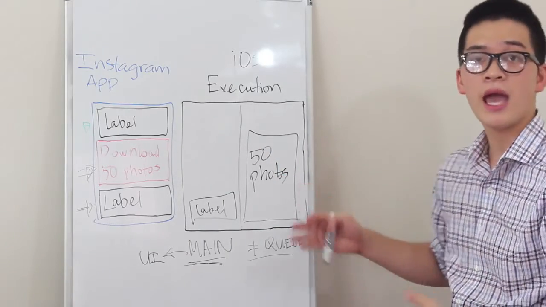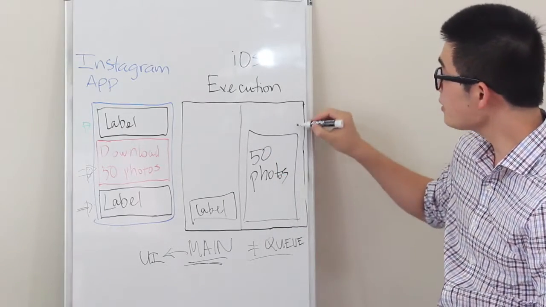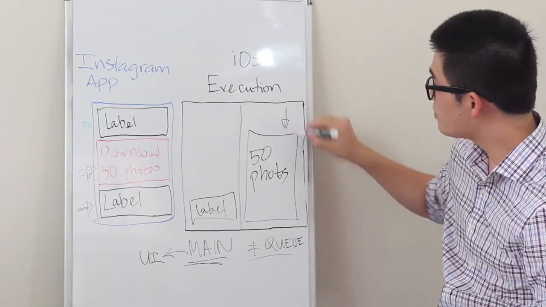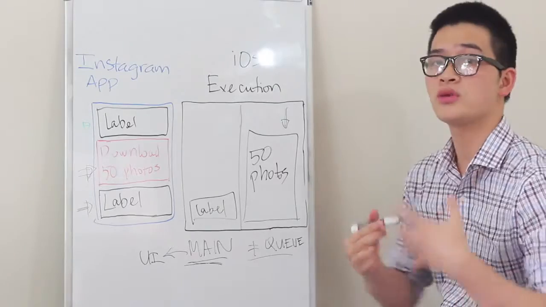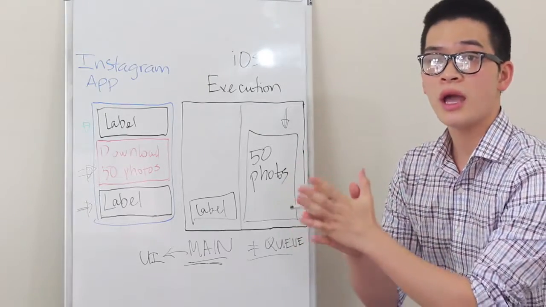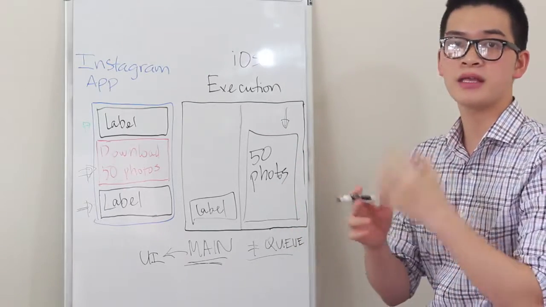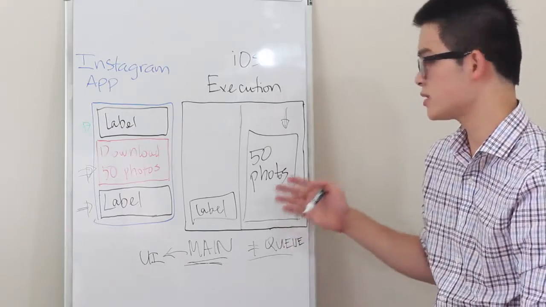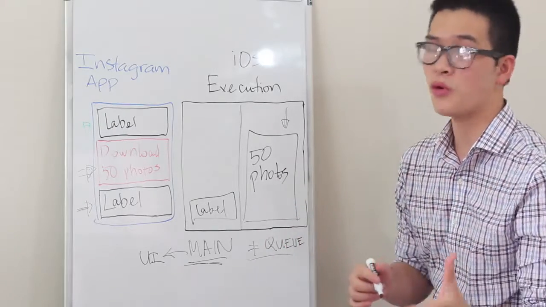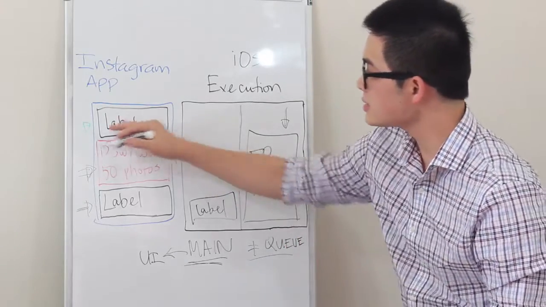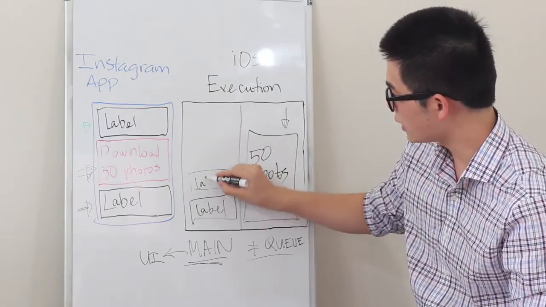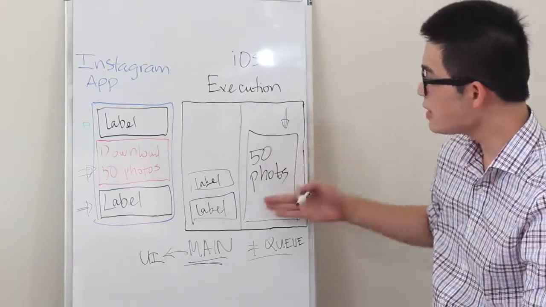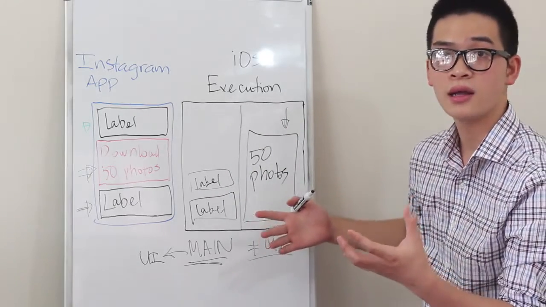This one may take time, and the advantage of putting it into a different queue is that we don't have to block the main queue, which means we don't have to make the user wait for it to complete. The UI is always smooth, okay? After it finishes, it will change the label, and in the meantime the other work may still be running.